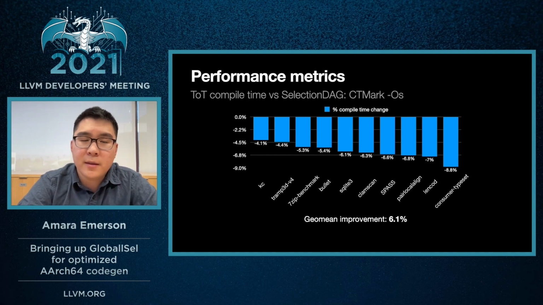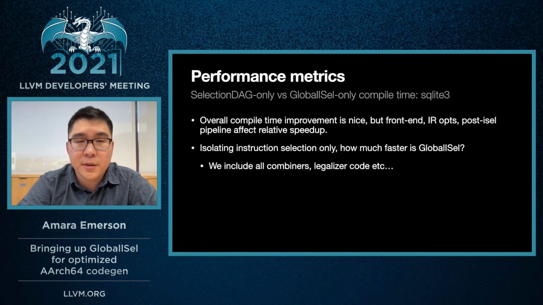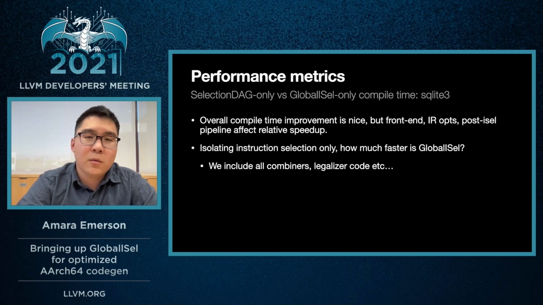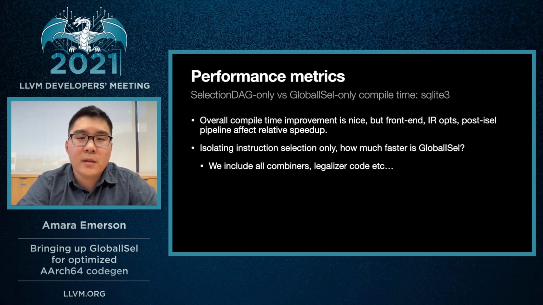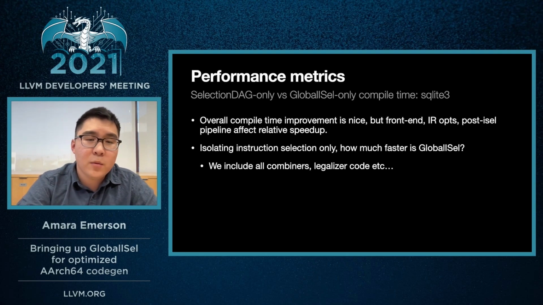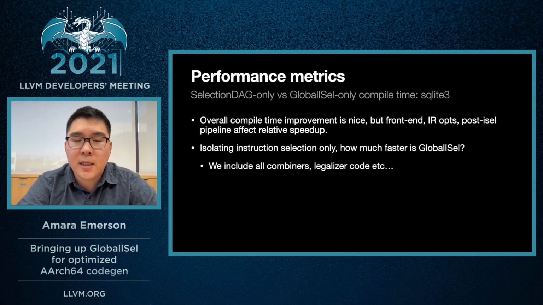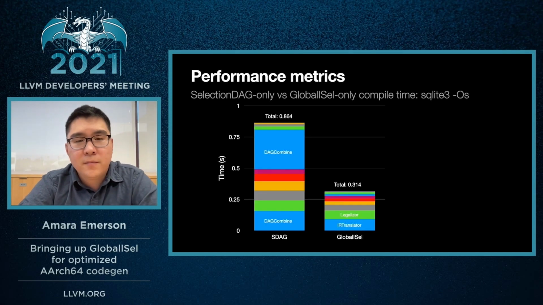However, this is measuring the entire compilation, which includes the front end, mid end, and back end as well. What happens if we isolate the actual instruction selection part? Well, if we do that, we can have a more apples to apples comparison. And we time all of the combiners, the legalizers, everything required to generate code for each respective code generation framework. And here are the results.